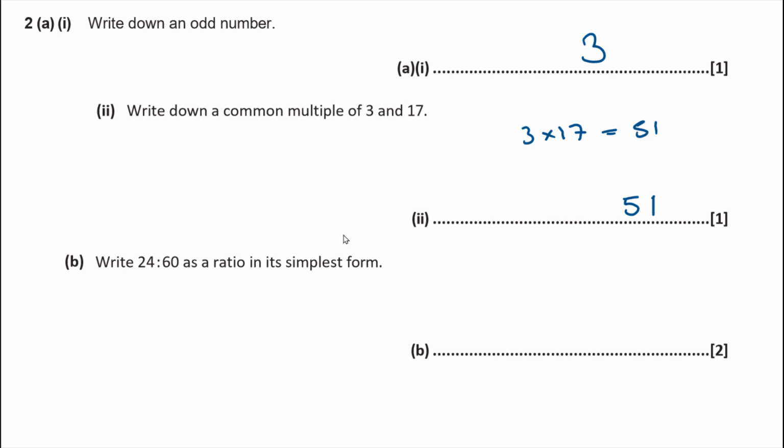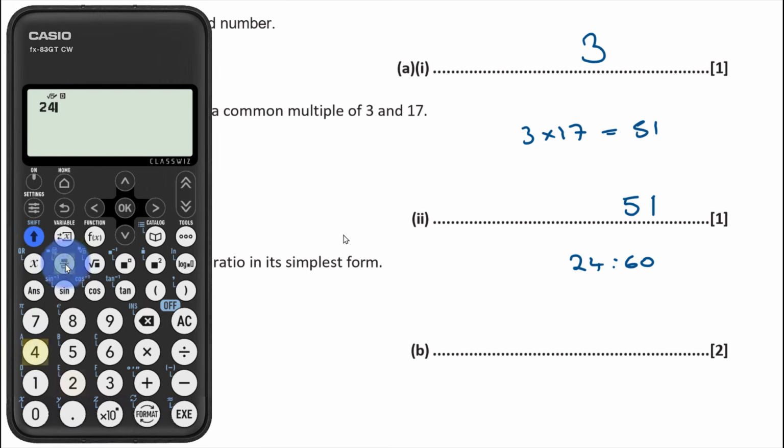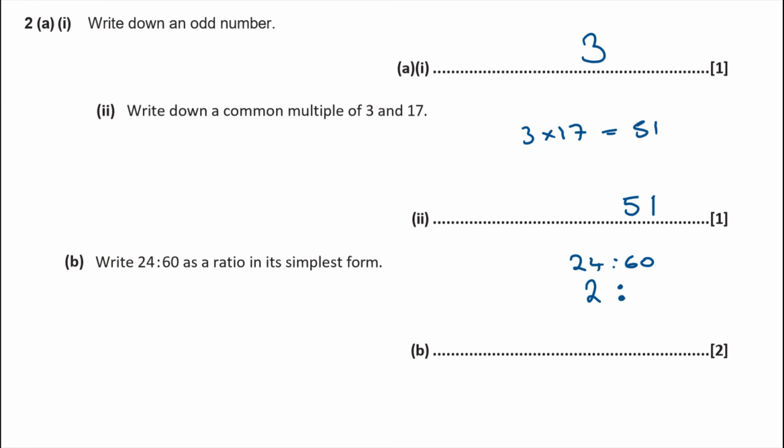Part B says write 24 to 60 as a ratio in its simplest form. So I've got 24 to 60 as a ratio. Now to cancel down a ratio, ratios cancel down pretty much the same way as fractions. So if you can type in 24 and 60 as a fraction to your calculator, get your calculator to simplify that, then your ratio is going to simplify the same way. So if I type in 24 over 60 in the calculator and press equals, you can see that simplifies down to 2/5. So that means as a ratio, 24 to 60 is going to cancel down in the same way to the ratio of 2 to 5. Okay, so 2 to 5.